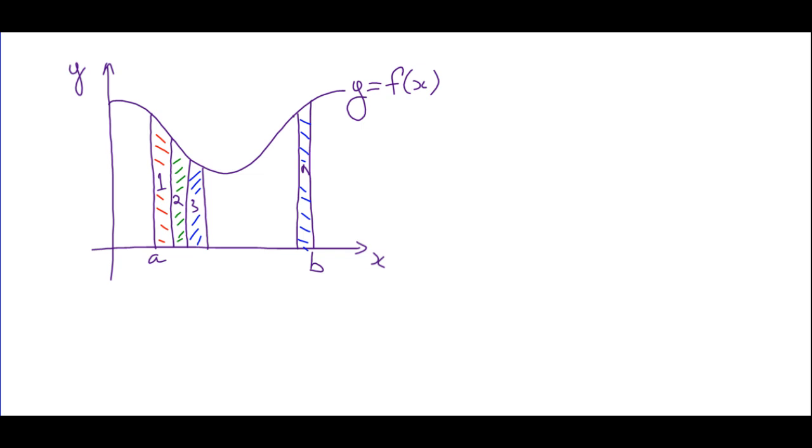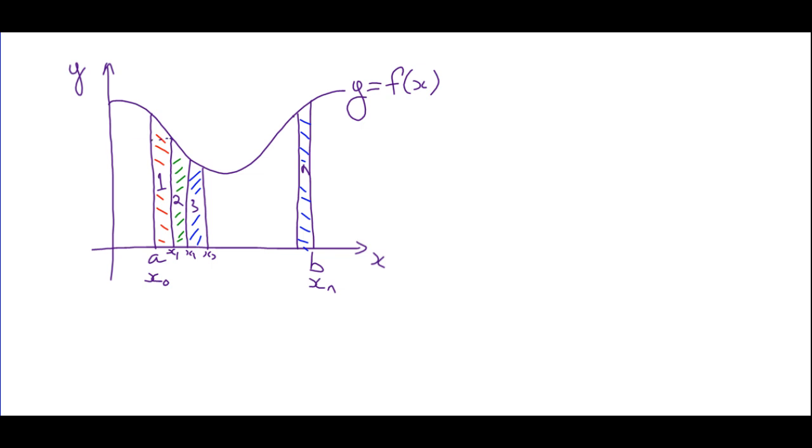Okay, so what do we got here? We have n rectangles. And what we need to do is figure out, well, they're not really rectangles here, right? So we need to make a rectangle. And in order to do that, we're going to use the height at the right endpoint of the interval. Okay? So we better call these things something. So let's call this x sub 0. This will be x1, x2, x3, and b is x sub n.